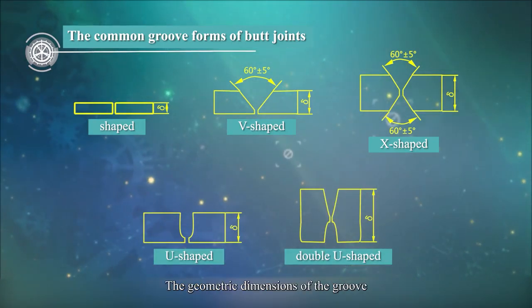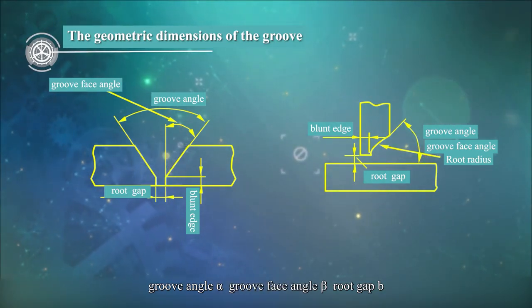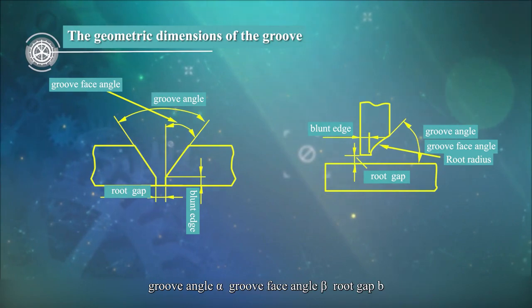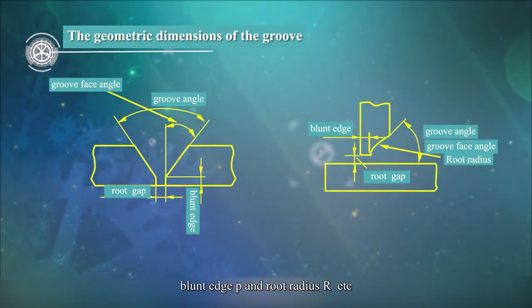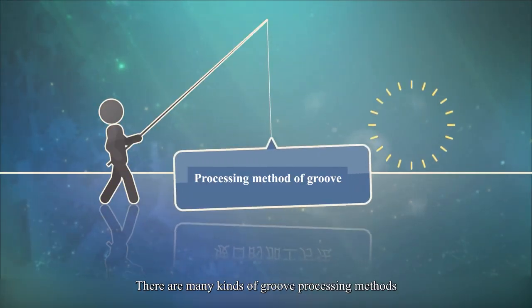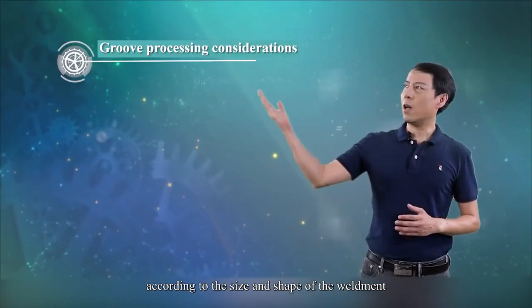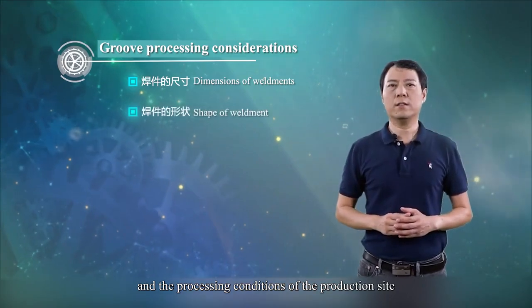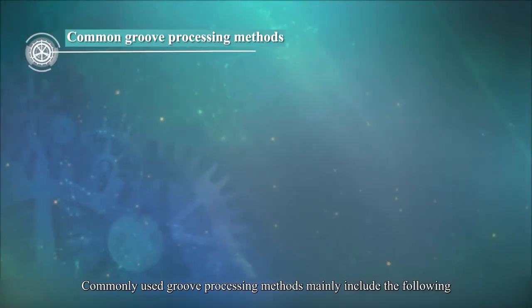The geometric dimensions of the groove are mainly represented by the following parameters. Groove angle, alpha. Groove face angle, beta. Root gap, B, blunt edge, P, and root radius, R, etc. There are many kinds of groove processing methods. The specific processing method should be selected according to the size and shape of the weldment and the processing conditions of the production site. Common groove processing methods are as follows.